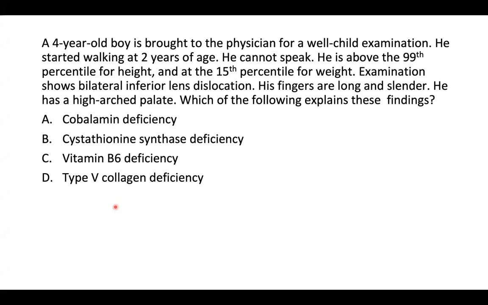Examination shows bilateral inferior lens dislocation. His fingers are long and slender, and he has a high arched palate. If you guys don't know, a high arched palate is also seen in Marfan syndrome. So right away, off the bat, you know that this patient is presenting with symptoms similar to Marfan syndrome. He has some kind of delayed development, so that probably indicates intellectual disability. What are we thinking? What explains these findings? Again, remember, we're looking for the one that's more common. There could be 2 answers here, but the second answer is not one of the options.